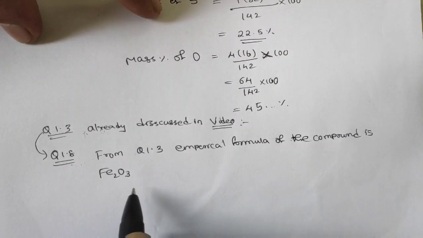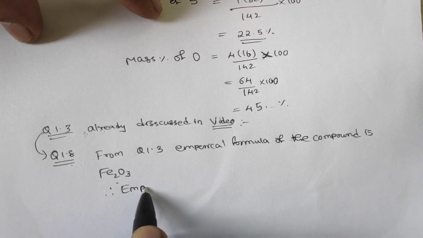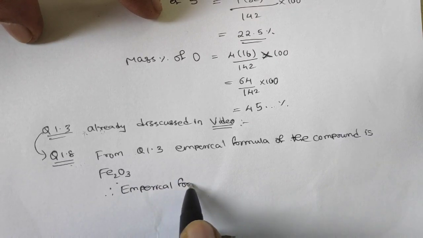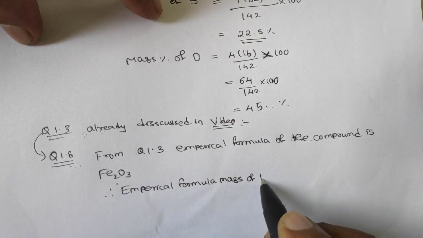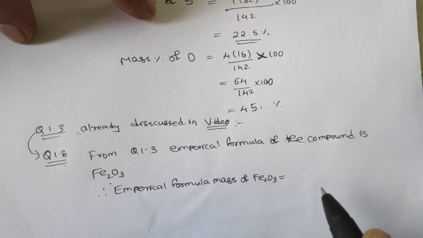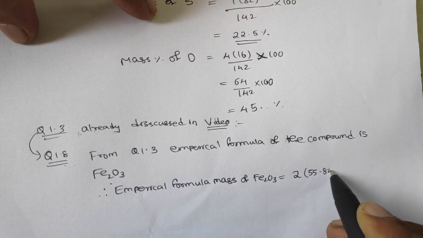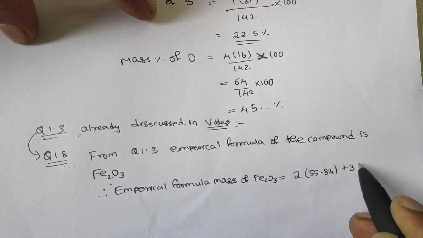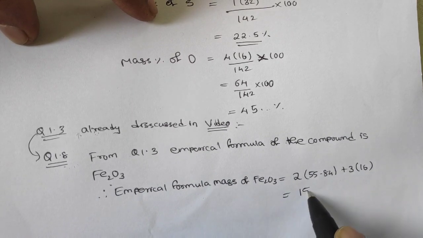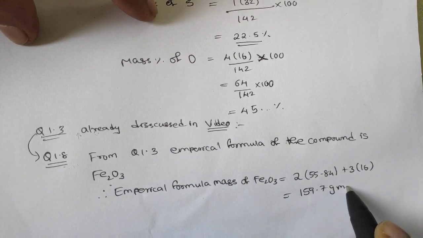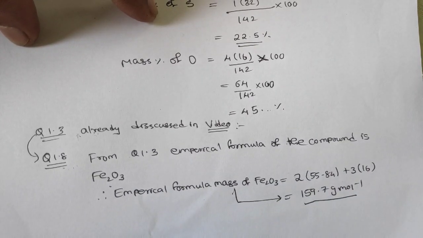Now if you want to find the empirical formula mass, I will use this formula. Therefore, the empirical formula mass of Fe2O3 is equal to 2 into 55.85 plus 3 into 16. So it will be equal to 159.7 gram mole inverse. So we got the empirical formula mass.